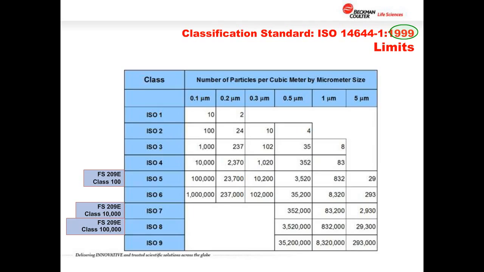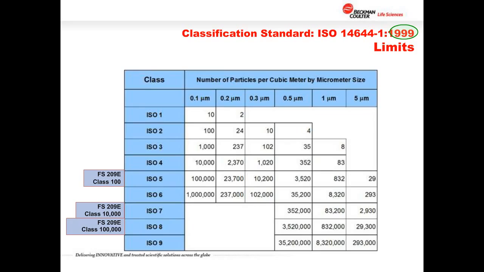This is a maximum concentration. So, for example, it's at ISO 5 at 0.5 micron. The maximum concentration at 0.5 micron must be no greater than 3,520 at each position, or you cannot consider it an ISO 5 class room. So that's basically defining a pass-fail for a given size and ISO class.